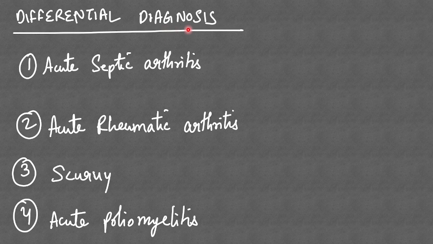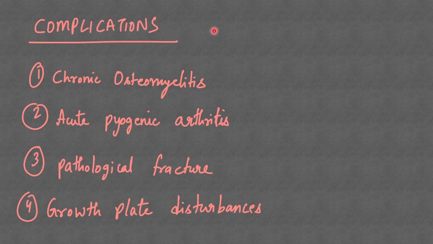Now, what are the differential diagnoses? We have already talked about septic arthritis. Septic arthritis is involvement of joint, and acute osteomyelitis is just an involvement of bone by infection. Then there can be an acute rheumatic arthritis in which the joints are swollen and the child will not be able to move his limbs. It can mimic the condition of acute osteomyelitis. Scurvy will be a similar situation. Acute poliomyelitis in which the child will not move the limb, and we have a suspicion of both infection and weakness.